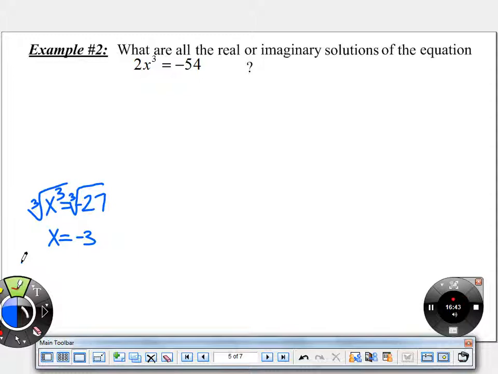Yes. So if we had done this problem by factoring, we would have brought everything.